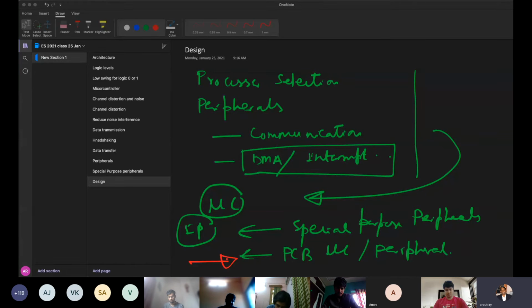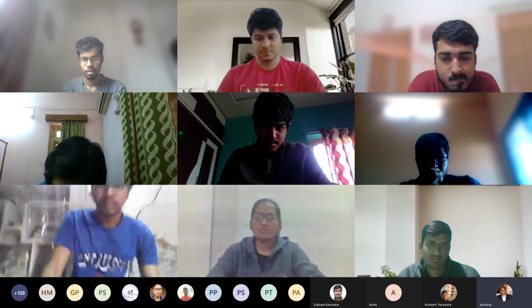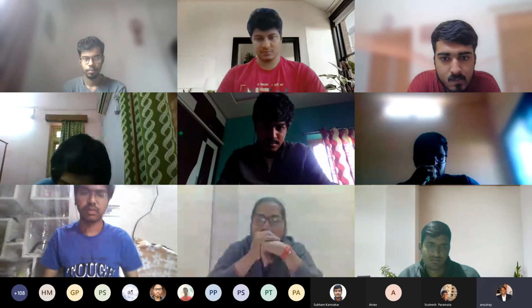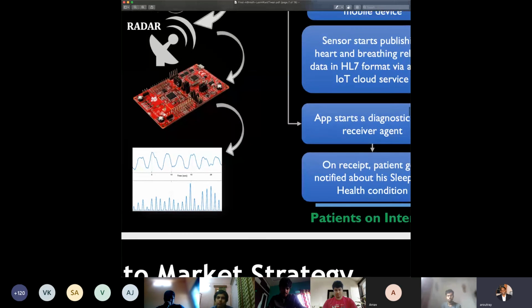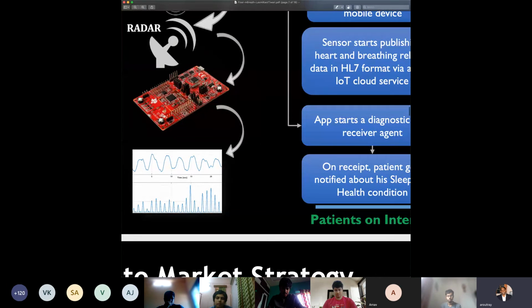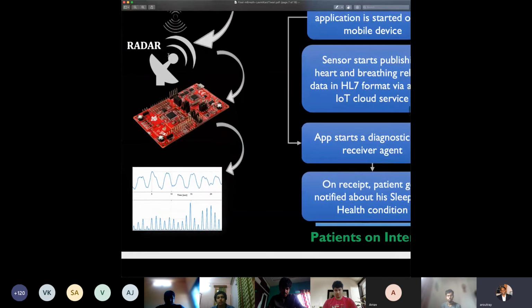So these PCBs, for example, here is a PCB I can show you. This is TI, or I think it is our PCB. I don't know. Yeah, we have designed this PCB perhaps. So let me show you that. You can see, this is the PCB. This PCB has a processor. Along with it, there is a radar. This is a multi-layer PCB.